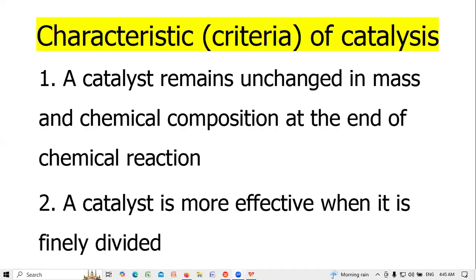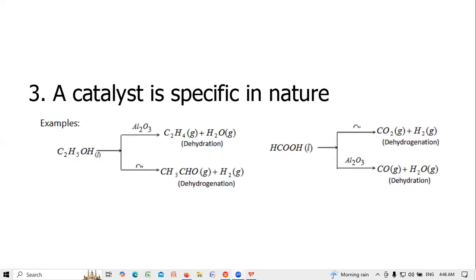A catalyst remains unchanged in mass and chemical composition at the end of a chemical reaction. A catalyst is more effective when it is finely divided. A catalyst is specific in nature.